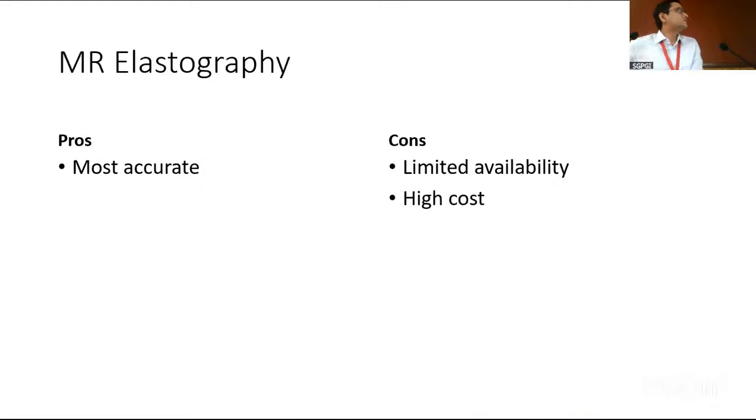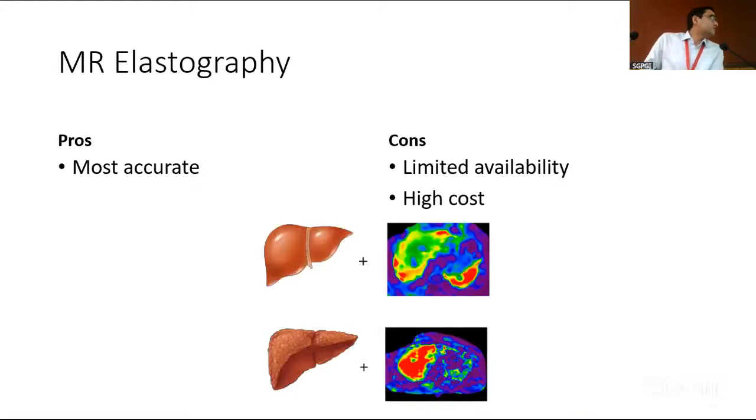Coming to MR elastography, the advantage is that it is most accurate in quantifying the amount of fibrosis. However, the limitations are limited availability and high cost. In this prototype image, we can see that a patient with normal liver parenchyma will show an MR elastography image with mostly greenish and yellowish hue. And as the fibrosis increases, the orangish tinge will increase, and the greenish and yellowish hue will decrease.